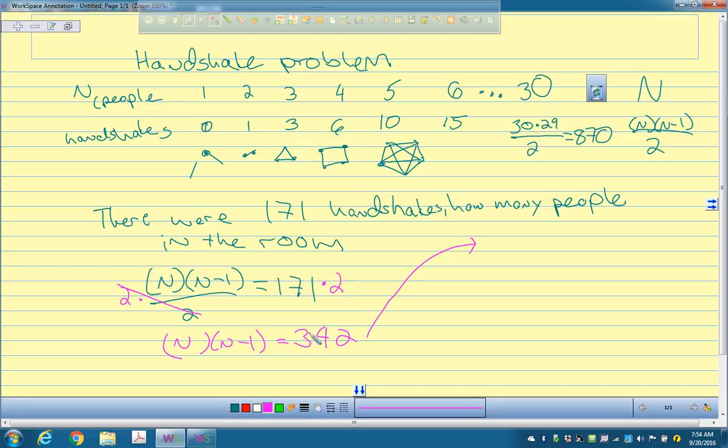If I try 20 and 20, that's too big, right? Or 20 and 19, that makes 380. But you know you're close. So you go down 1 to 19 times 18. And I know that an 8 times a 9 is going to give me a 2 at the end, right? Because 9 times 8 is 72. And so this gives you 342. So how many people if there are 171 handshakes? 19 or 18? 19, right? Get it? Not that hard.